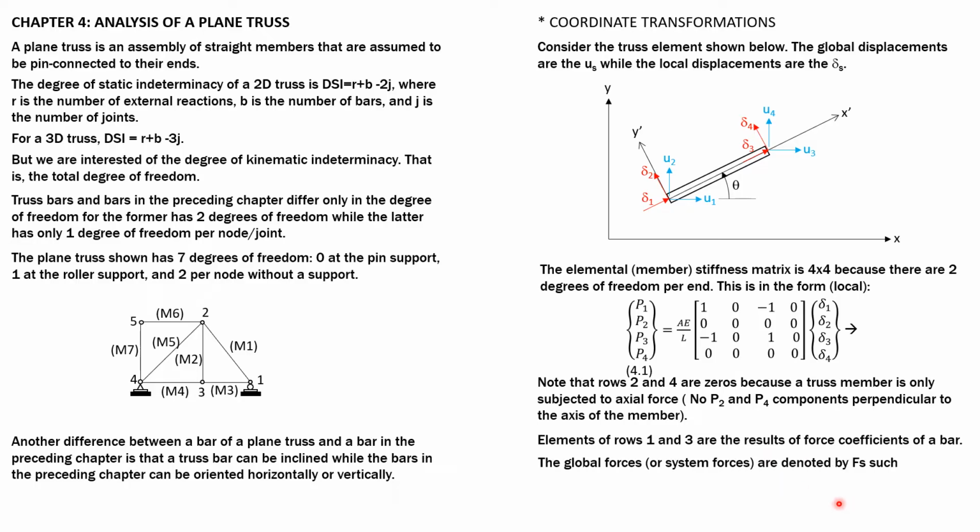The global forces or system forces are denoted by the F's, such as Fx and Fy, which are parallel to the global XY system. So if we have here a truss, and there is a horizontal force at 5, then that's the Fx. And the vertical loads are the Fy's, as well as the component reactions. So at 1, there is Ry or Fy. And at 4, we have the X component and Y component of reactions. So they are considered F's.